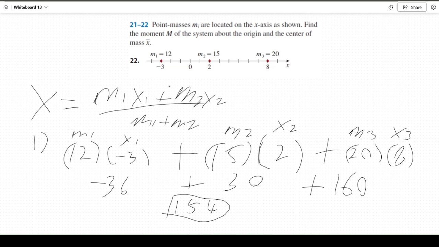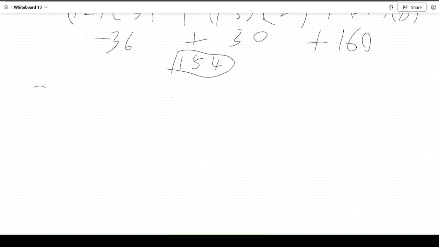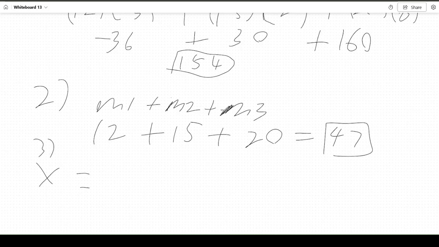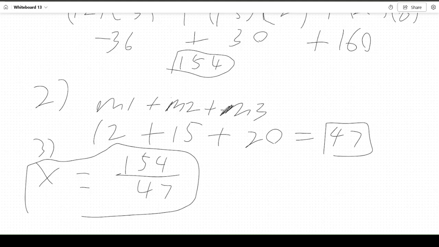We didn't get the denominator yet, so we have to find it. The denominator is all the masses, so this would be M1 plus M2 plus M3. We know that M1 is 12, M2 is 15, M3 is 20, and when you add them all up, you'll get 47. So now we have our numerator and our denominator, and this is pretty much our answer right here. This is the moment of the problem.